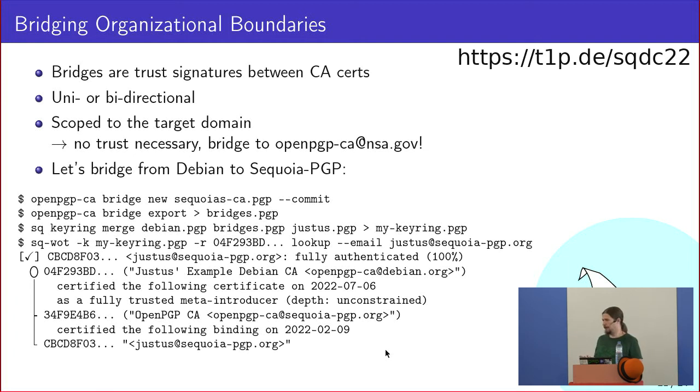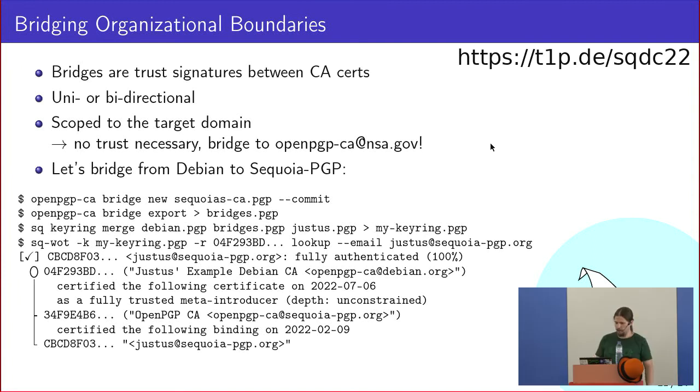And the neat thing is, we can actually scope the trust to the target domain. So you don't have to trust the target CA to do everything right. You only trust them to authenticate their users. So I would be happy to bridge to the NSA, because I don't give them power to authenticate arbitrary addresses. I only give them power to authenticate their members.